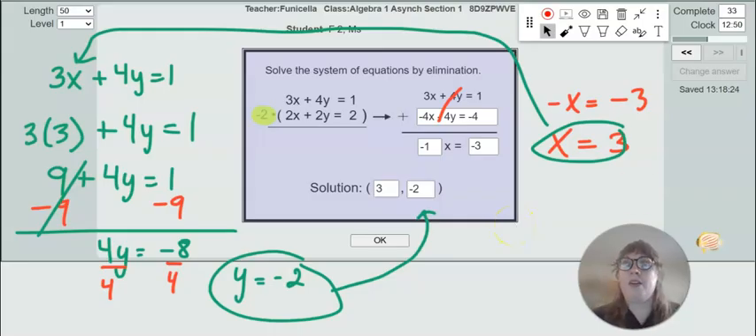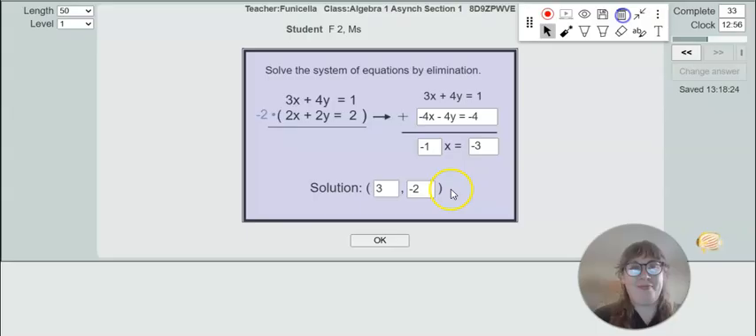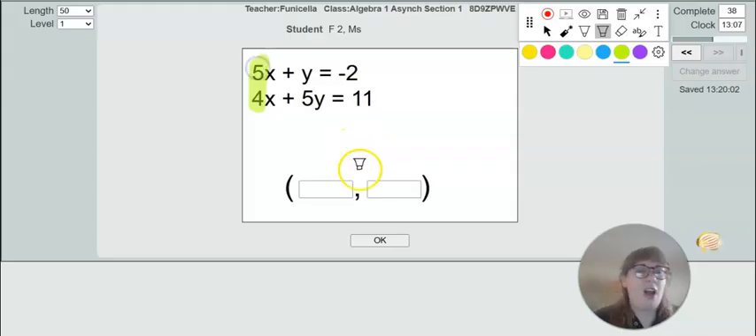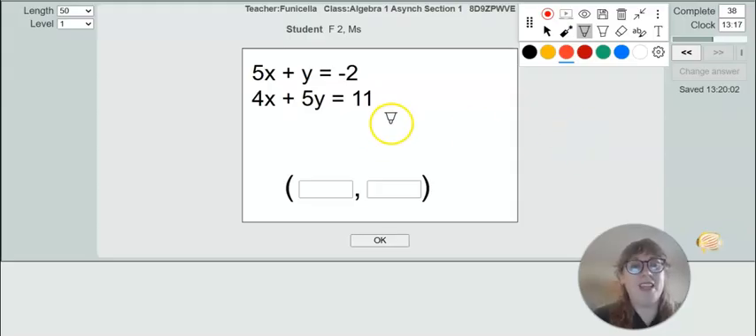Get everything you need. Pause the video if you need to. And when you're all set, hit OK. Brilliant. 5x plus y equals negative 2, and 4x plus 5y equals 11. So right now, these will not cancel out, and neither will these. So we need to multiply our equation by a number.